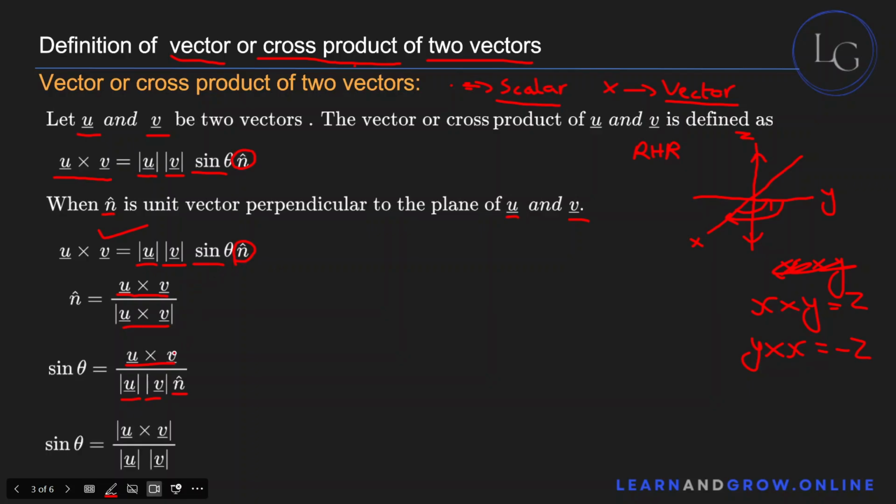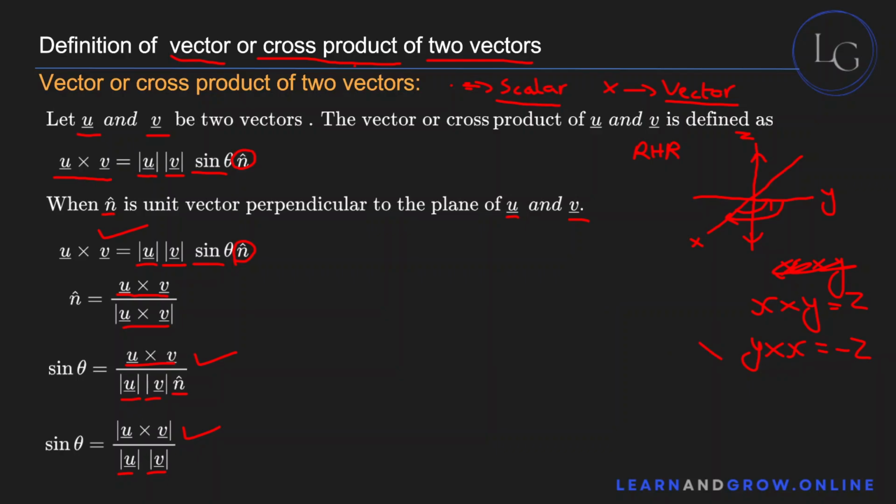Basically this can be found from the first equation, right? And sine theta can also be found by this, the magnitude of u cross v over the magnitude of u into the magnitude of v. So now you have two formulas to help you find sine theta. But again, the most important thing is this concept over here.